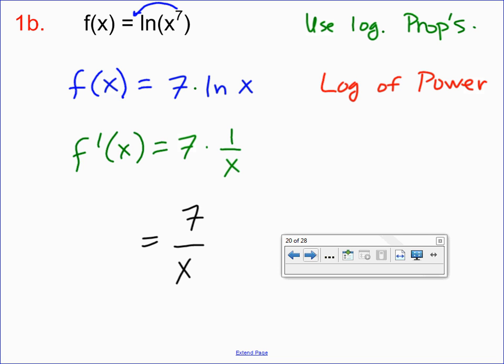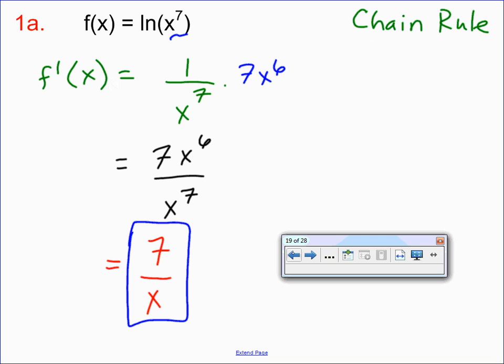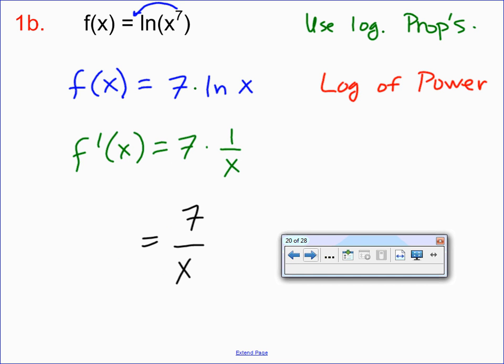Was the first way hard? No, it wasn't hard in this case, but it was even easier if we applied our log property first. And that's going to be a common theme for today's class period. If we can utilize our logarithm properties to rewrite our original first, that will result in an easier differentiation.